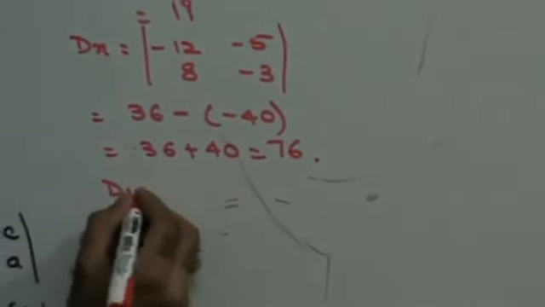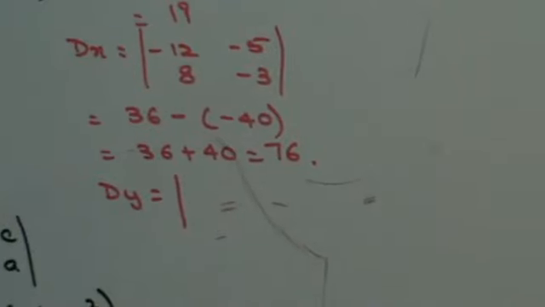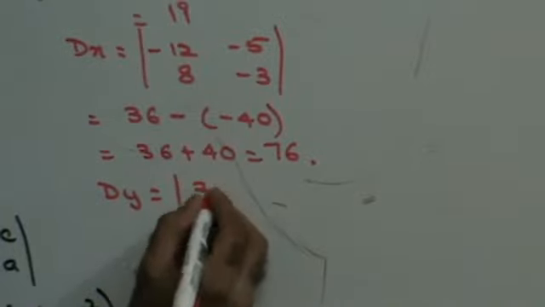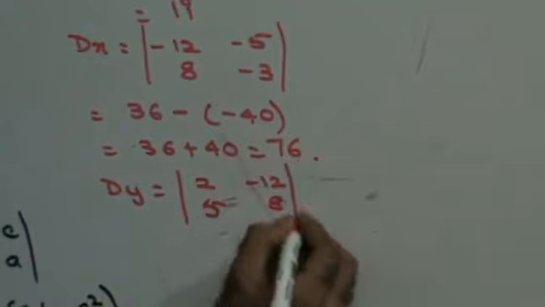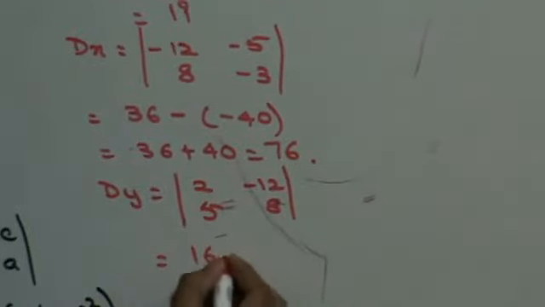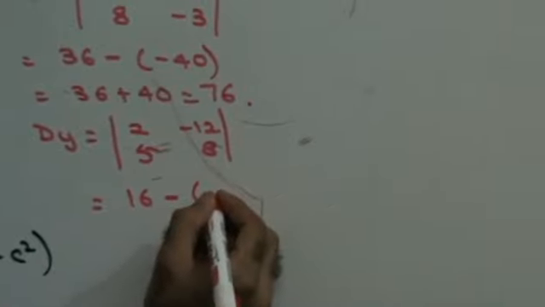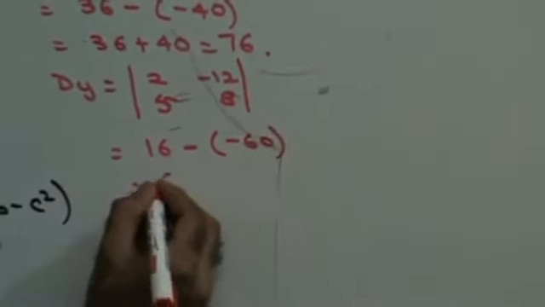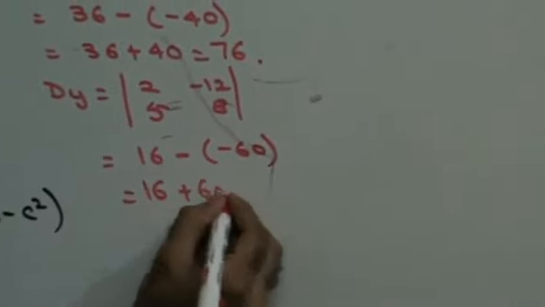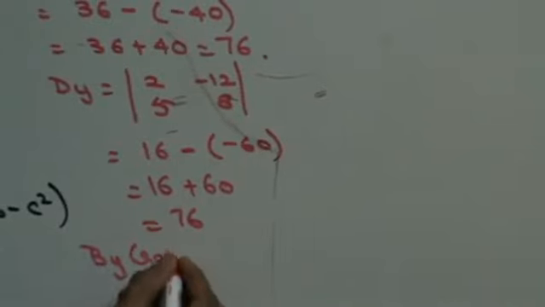Right? Dy. In your determinant D, replace the y coefficients with the right hand side. So this is 2, 5 and this is minus 12, 8. So this is going to be 16, product of principal diagonal minus other diagonal. This is 60 minus 60. So 16 plus 60, that's 76. Then I can apply Cramer's rule.